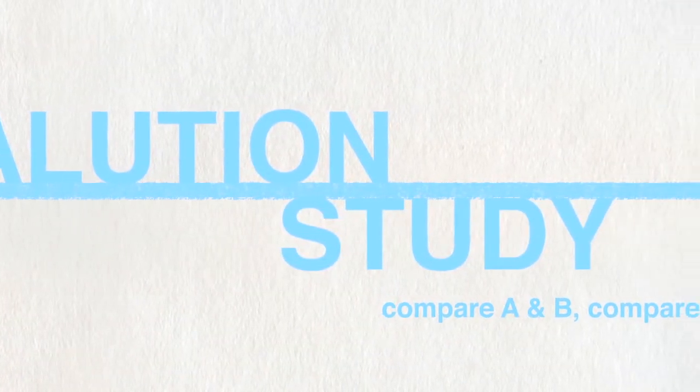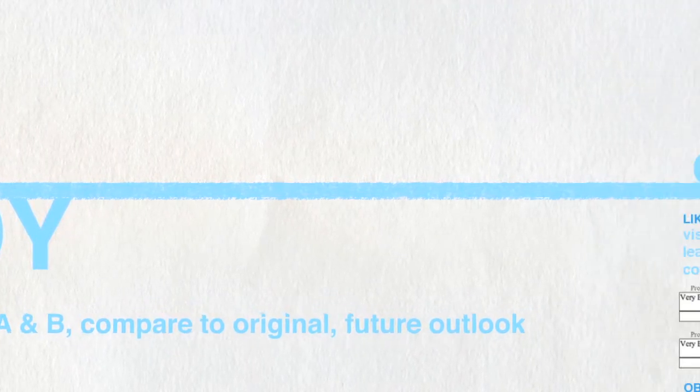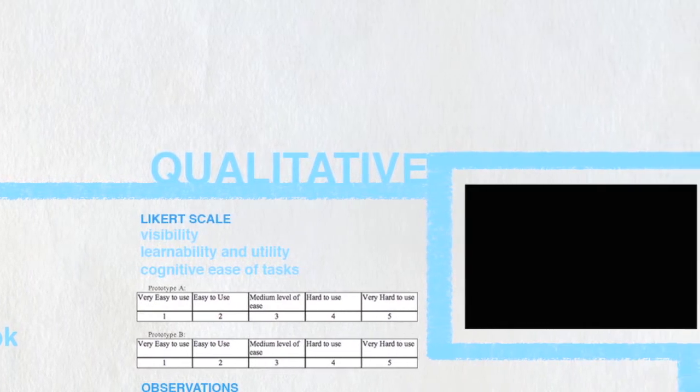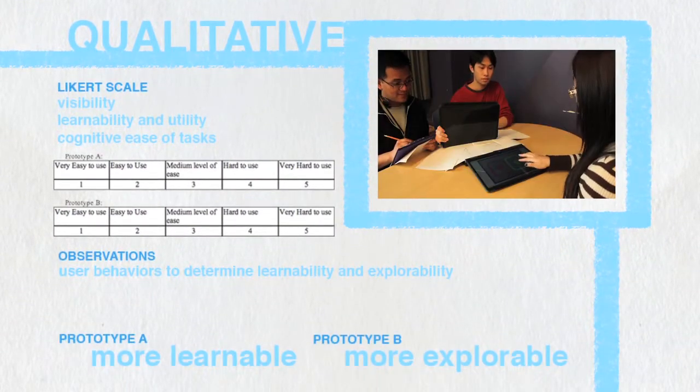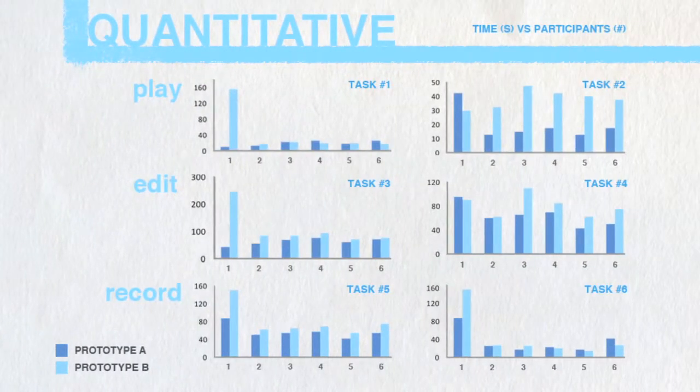We conducted a usability study to determine the best features of prototypes A and B and compare them to the original design to evaluate future direction. We constructed a complete set of tasks to measure play, recording, and editing capabilities. We collected qualitative data regarding the visibility, learnability, and cognitive ease of those tasks, and our users showed that Prototype A was more learnable because the sequence told you where to go, and B was more explorable as the parallel features invited investigating them. The quantitative data we collected measured the efficiency and effectiveness of each task, calculating the mean time it took to complete them and the standard deviation.